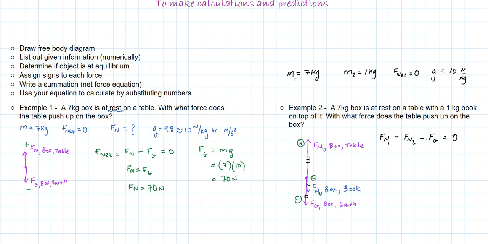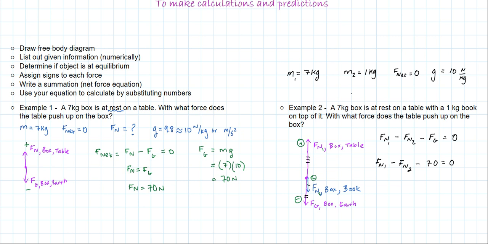Okay, this Fg is the gravitational force for the box, which I already figured out here is 70. So I'm going to put normal force 1 minus normal force 2 minus 70 equals 0. Okay, now I'm going to do a little bit of thinking. The force that the book pushes down with is the same as normal force 2, because the normal force that the box is pushing up on the book with would be the same as the weight of the book. So what I'm going to do here is say normal force 2 is equal to 1 kilogram times 10.